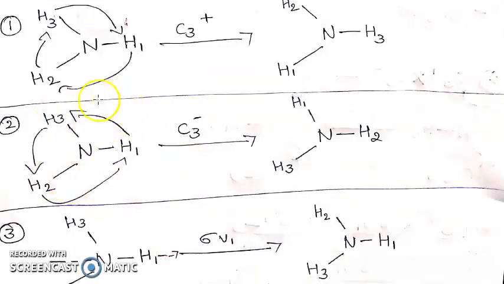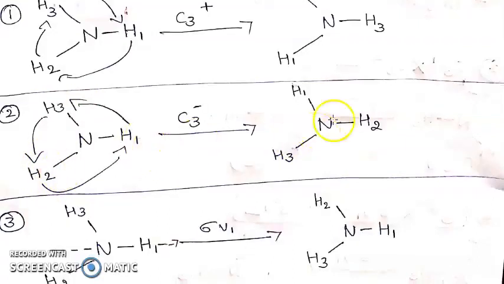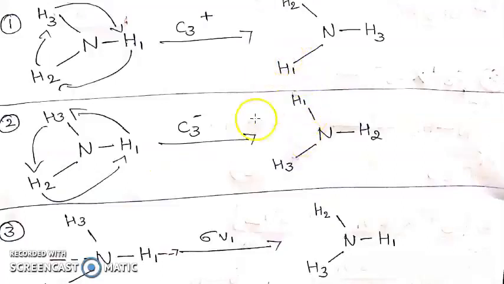Similarly, I will take this original ammonia molecule and do C3 minus. C3 minus means rotation by 120 degrees in the anti-clockwise direction. Clockwise means in this direction, anti-clockwise means this one. Therefore, the first hydrogen atom will shift here, the third hydrogen atom will come here, and the second hydrogen atom will shift here. We'll get this molecule after the C3 minus operation.